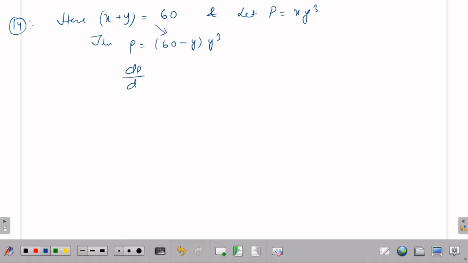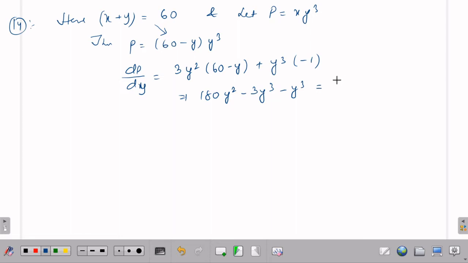So I'll get here dp by dx, remember it's y, okay? So instead of x, I'll make the variable to be y. So I'll get here 3y squared into 60 minus y, plus y cube into minus 1. So in short, I'll get the answer 180y squared minus 3y cube minus y cube. So that is nothing more than 180y squared minus 4y cube.